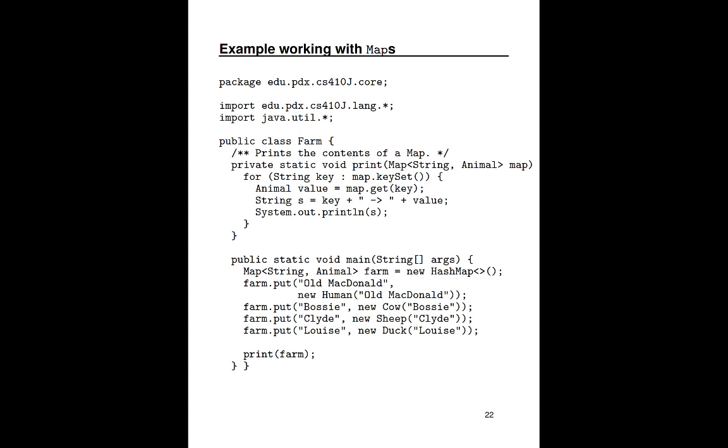It'll be a HashMap. And we'll put in it values like Old MacDonald, Bossy, Clyde, and Louise, because we have a duck called Louise. Again, human, cow, sheep, and duck are all subclasses of Animal, but that print method doesn't care. All it knows is that it takes a map of strings to animals.